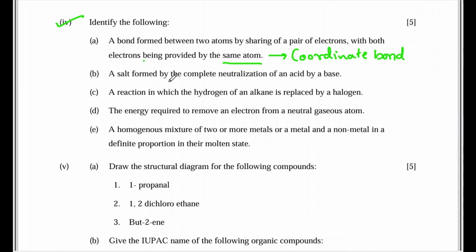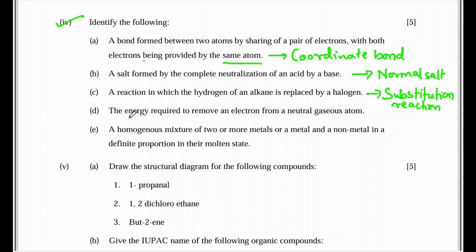B. A salt formed by the complete neutralization of an acid by a base. Complete neutralization means normal salt, isn't it? Don't write any NaCl or something. Which kind of salt is that? C. A reaction in which the hydrogen of an alkane is replaced by a halogen. So alkanes undergo what type of reaction? Substitution, right? So this is substitution only. Substitution reaction you have to write.